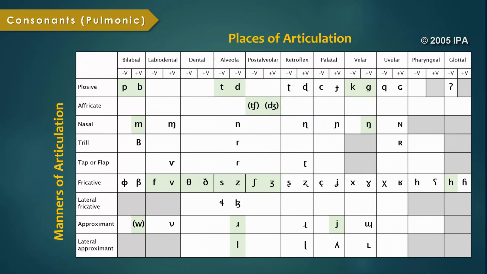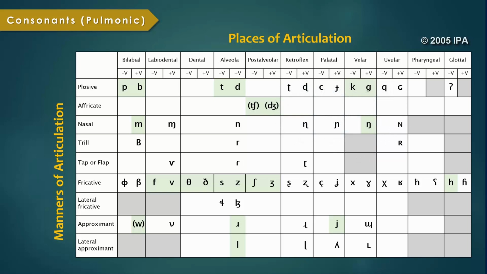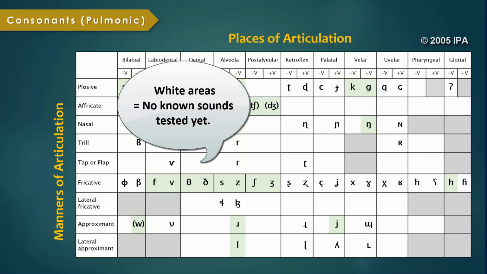You may also notice that some boxes are empty with either white or gray space. If it's gray space, it means that those sounds are judged anatomically impossible to produce, whereas the boxes with just white space mean that there are no known languages that are attested to use that sound.